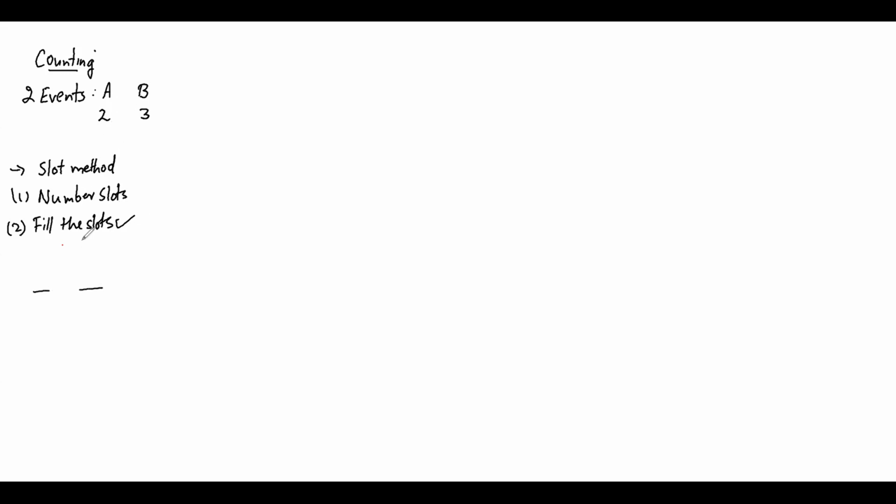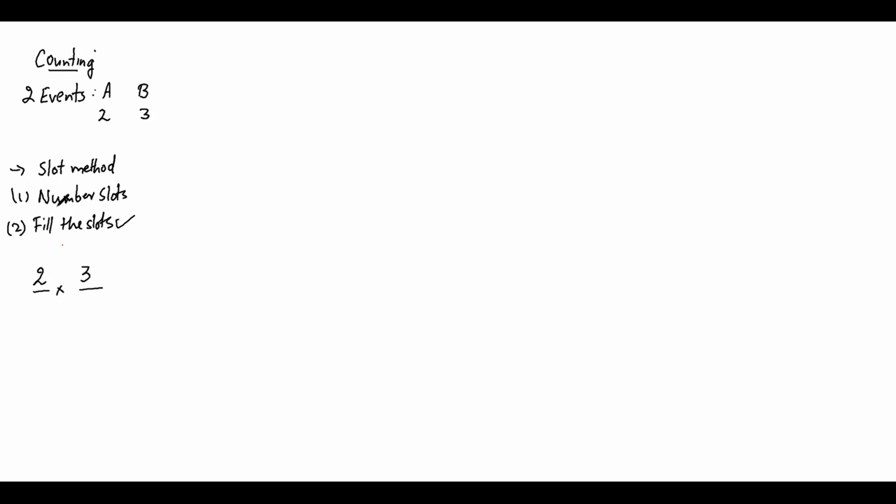Then you start with any event that you like. In how many ways can event A be done? Event A can be done in 2 ways. In how many ways can event B be done? Event B can be done in 3 ways. And then you're going to multiply it.